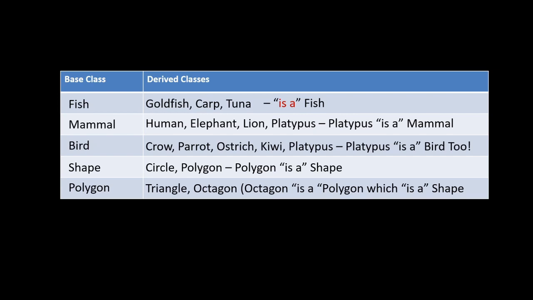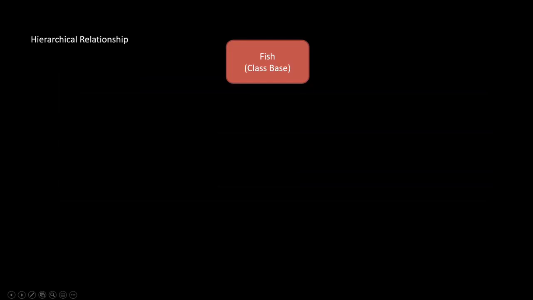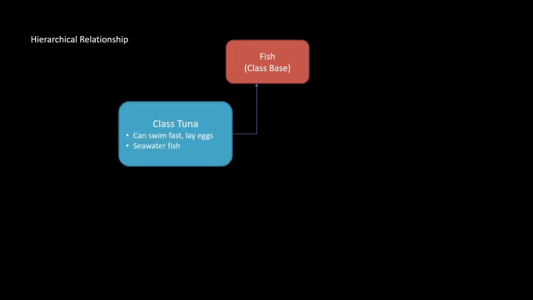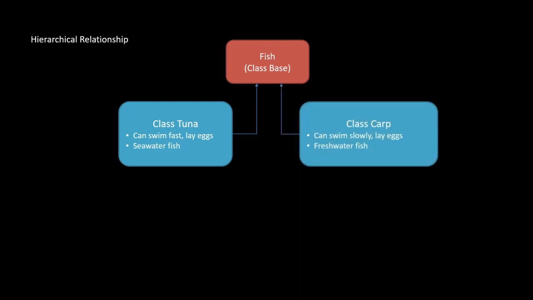If we look at another slide and we break this down a little bit further, we see that fish is the base class, and tuna and carp are subclasses. So they both can swim, but the tuna swims fast and the carp swims slow, but they both lay eggs. Tuna is a seawater fish and carp is a freshwater fish, but they both inherit attributes from the base class fish.